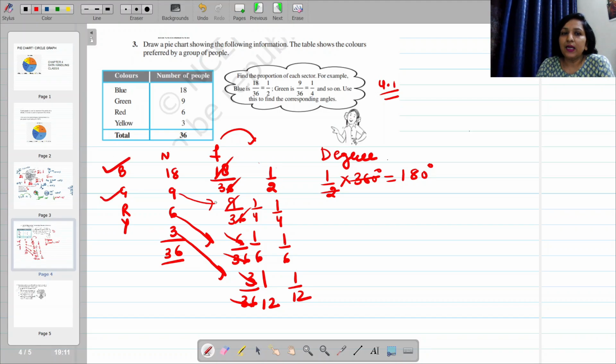For green color now, the fraction is 1/4. So 1/4 of 360 degrees. 4 nines are 36 along with 0. Simply we have got 90 degrees.